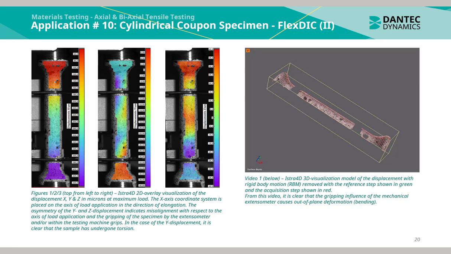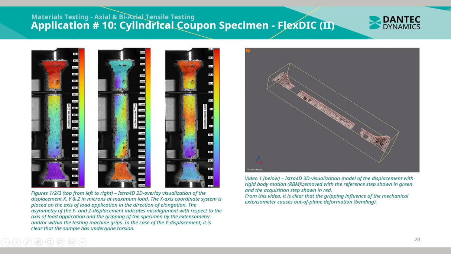Figures 1, 2 and 3 on the top from left to right show the ISTA4D 2D overlay visualization of the displacement in x, y and z in microns at maximum load. The x-axis coordinate system is placed on the axis of load application in the direction of elongation. The asymmetry of the y and z displacement indicates misalignment with respect to the axis of load application, and the gripping of the specimen by the x in centimeter, and/or within the testing machine grips. In the case of the y displacement, it is clear that the sample has undergone torsion.